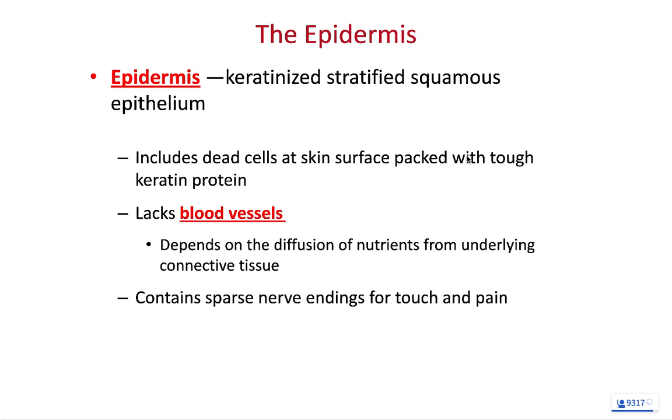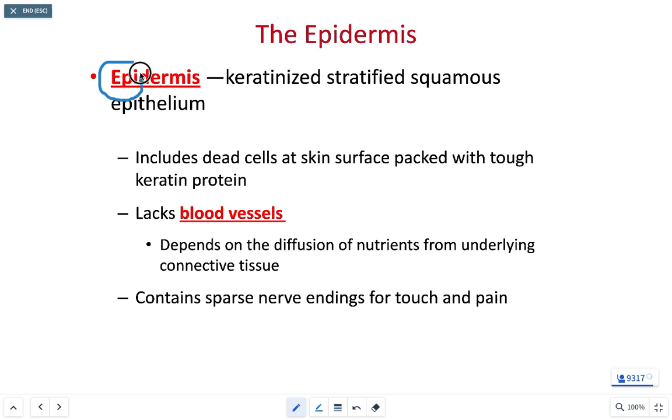As we look at the most superficial layer of our skin, that most superficial layer is known as the epidermis. Epi meaning above. So when we look at that word epi, think above. What is this layer above? It's above the dermis. And the epidermis is going to be made of a stratified squamous epithelium.